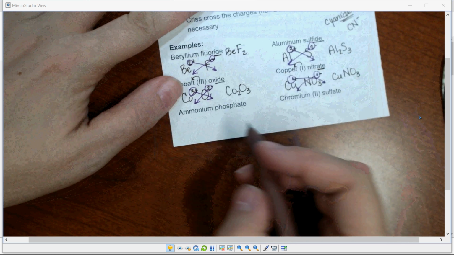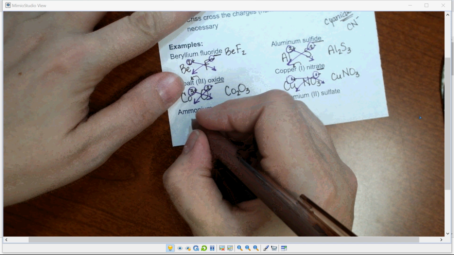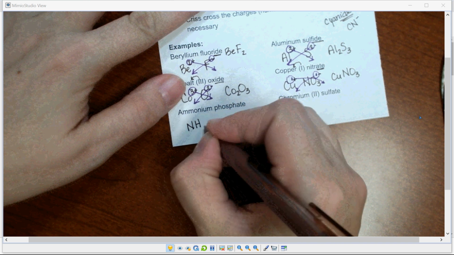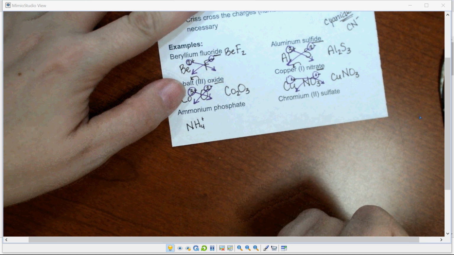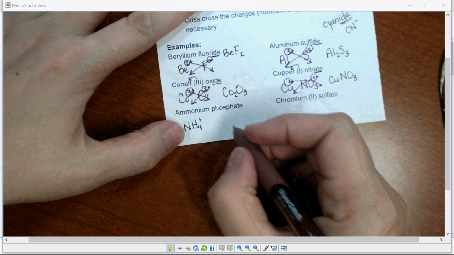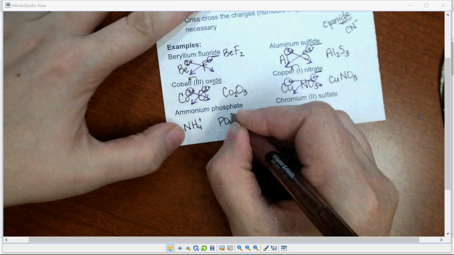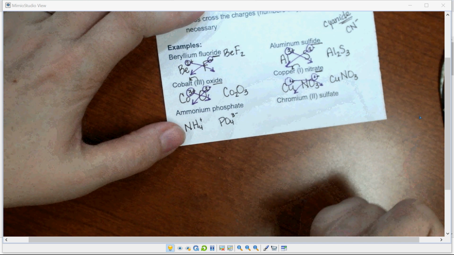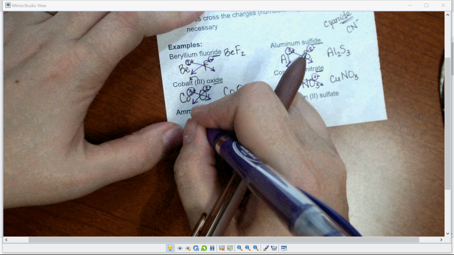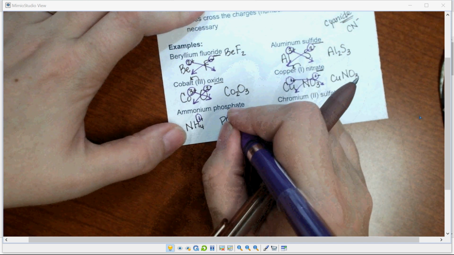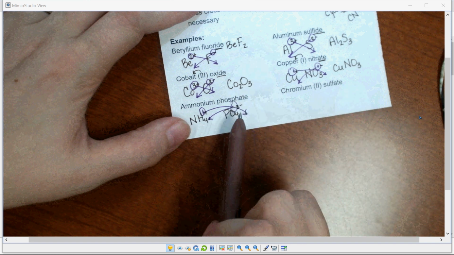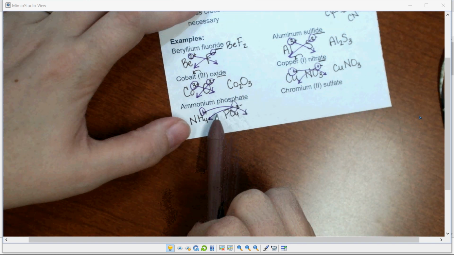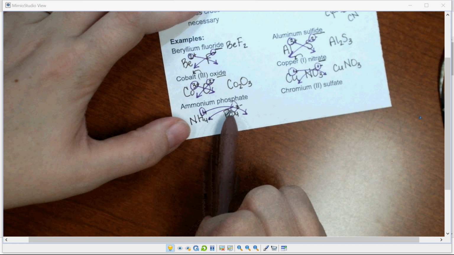Ammonium phosphate. Ammonium is the only positively charged polyatomic ion, so don't look to the periodic table to find ammonium. It's NH4 plus. Phosphate is PO4 3-. I'm going to take those numbers and swap them, and I'm going to find here something interesting happens. This 3 is going to end up right next to this 4.